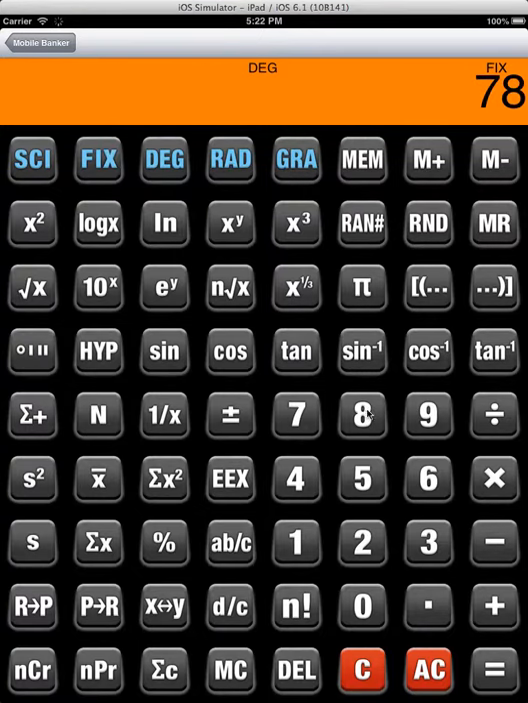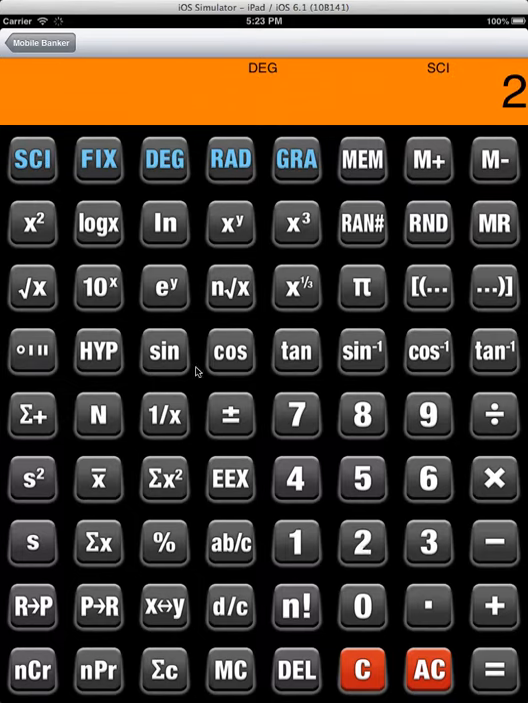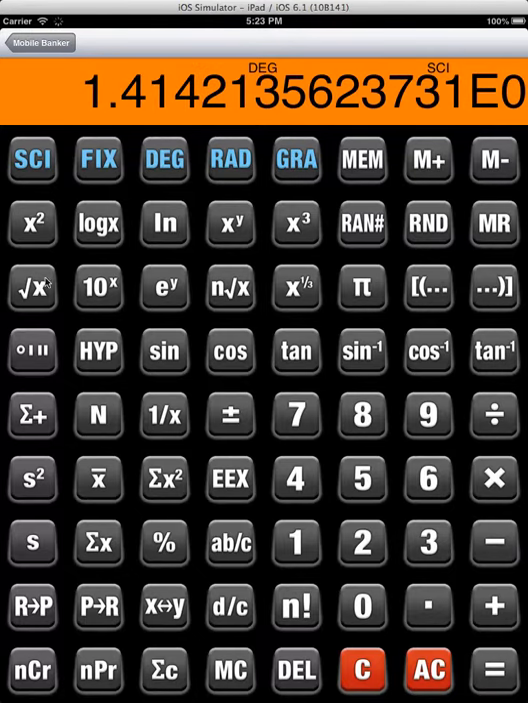So 78.9 square, so everything is 2 decimal points. Similarly, you can actually perform scientific operation, science 2, square root, the scientific operation.